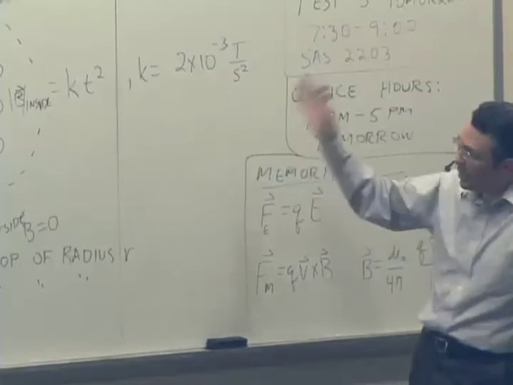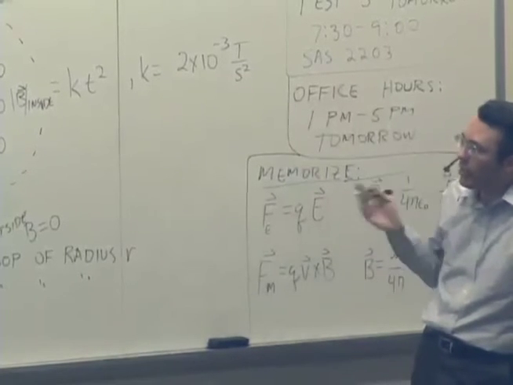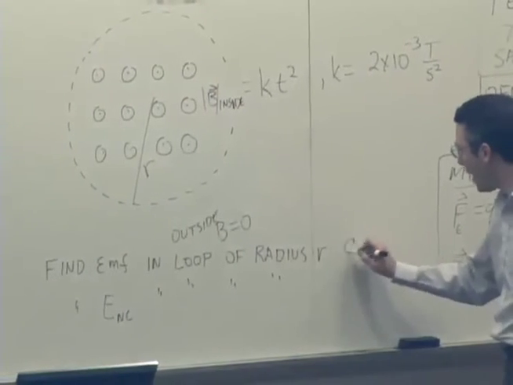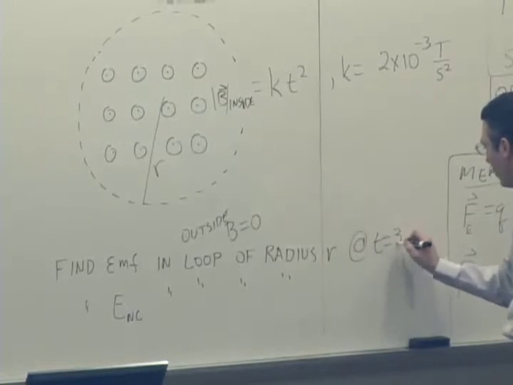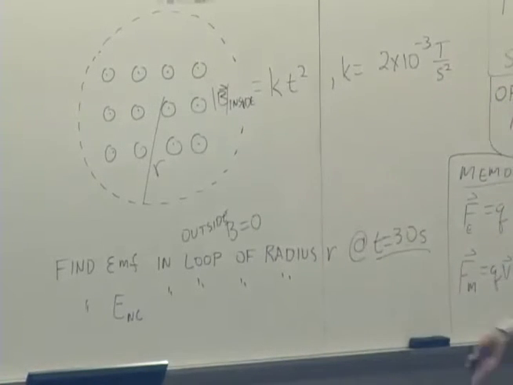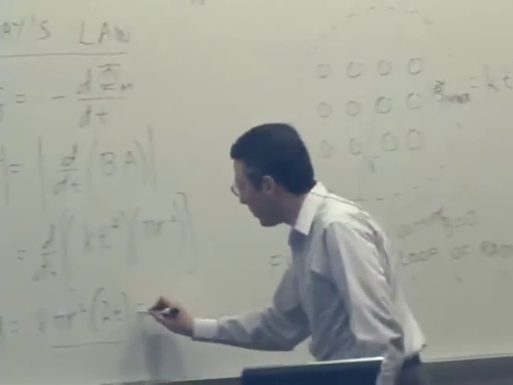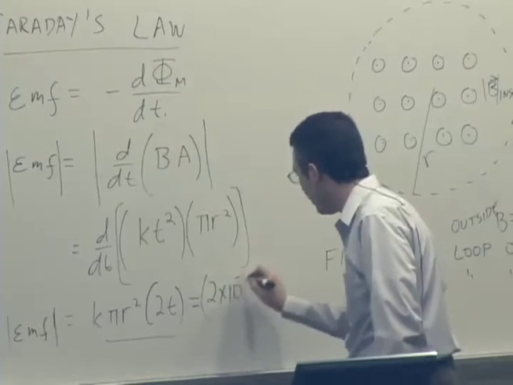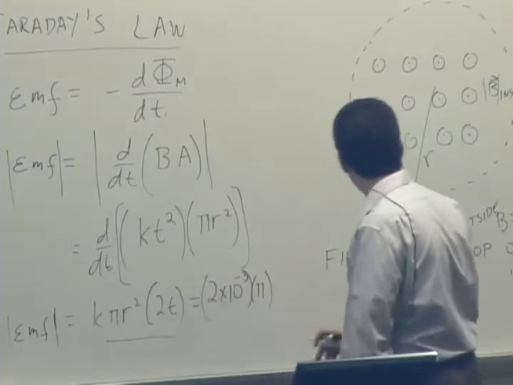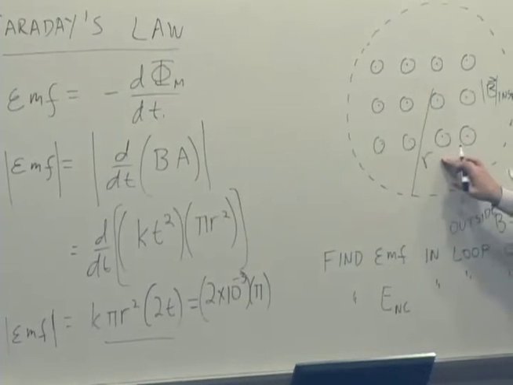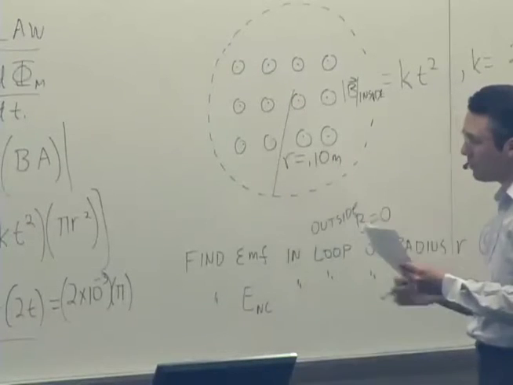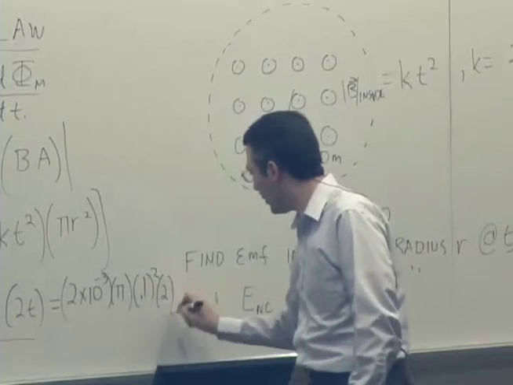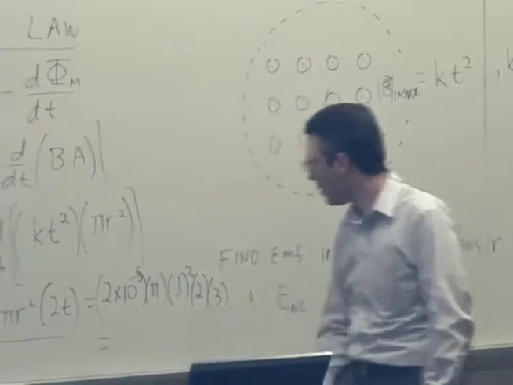So the longer I wait, the bigger the EMF is going to be. I could evaluate it at some specific point in time, let's say at t equal to 3.0 seconds. I could just plug it in once I've calculated it and say that this is 2 times 10 to the minus 3 times pi times a radius. What's the radius? Let's make the radius 10 centimeters, so this is 0.1 meters. 0.1 squared times 2 times 3 seconds, which gives you something.